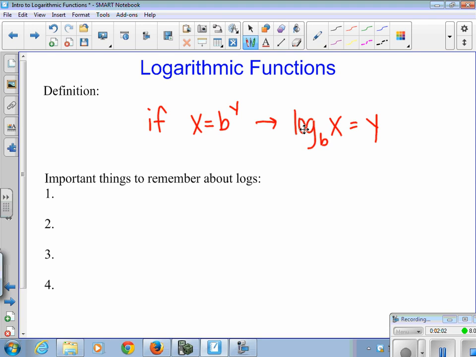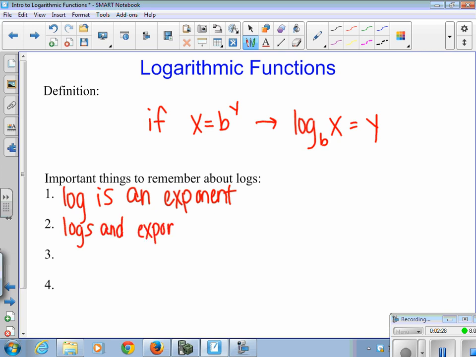And so there are some important things that I need to remember about logs. The first thing is exactly what I just said. A log is just an exponent. That's all a log is. It's just an exponent. The second thing you need to remember, and we'll go over this a little bit later when we get to our unit on inverses, is logs and exponentials are inverses.